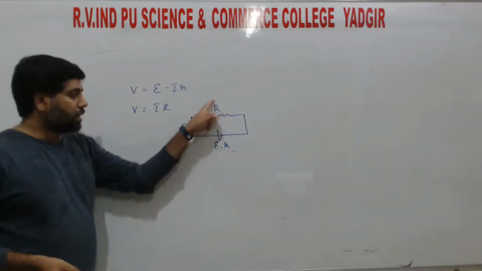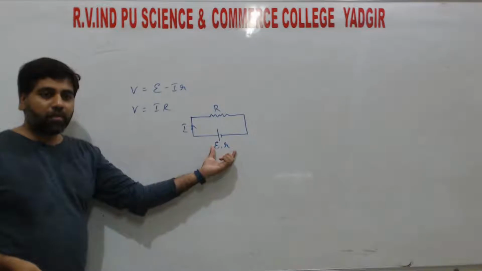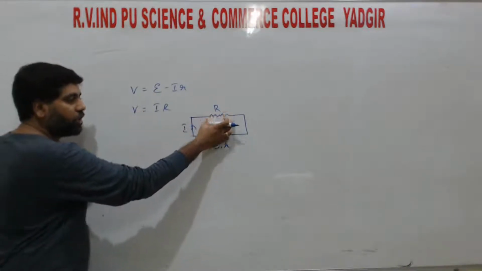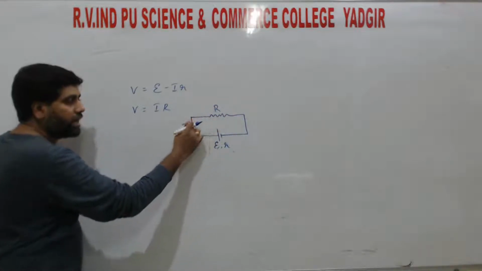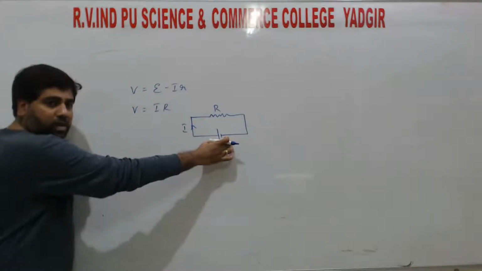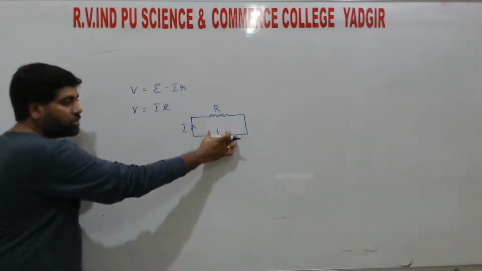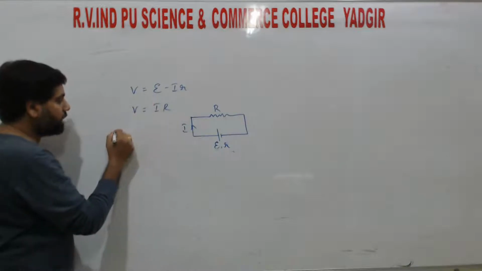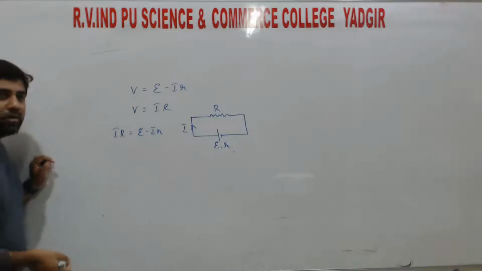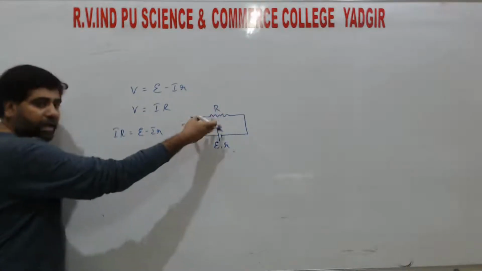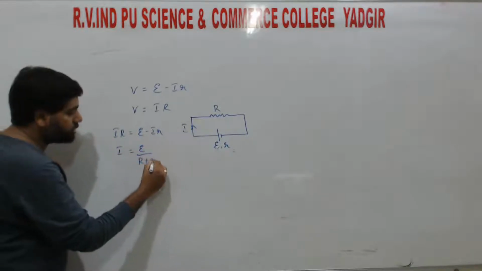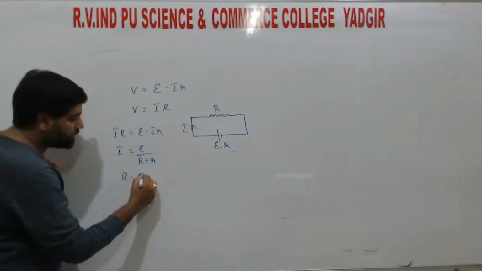When an external resistance is connected to the cell, from Ohm's law the potential across this resistance is V = IR. Here V is also the potential across the cell, so these two potentials remain the same. So we can relate IR = E - Ir. The total current flowing in the entire circuit is I = E divided by R plus r.